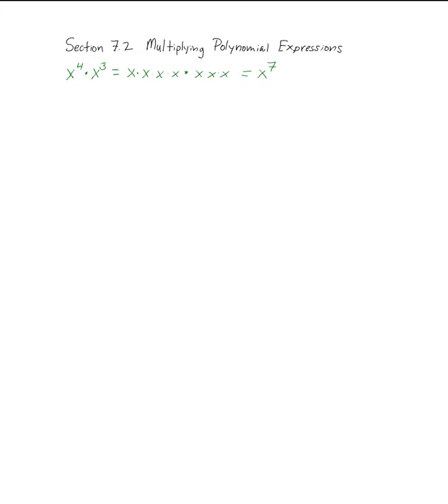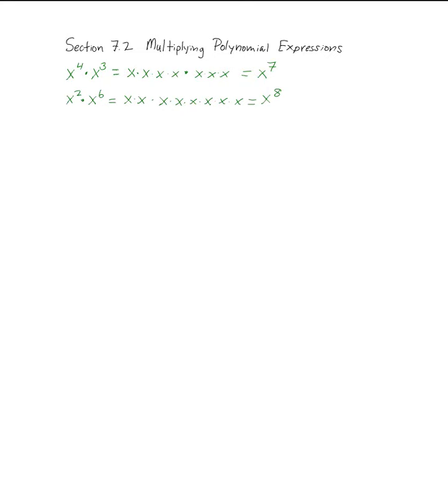All right, one more quick example like that. X squared times x to the 6th means x times x, and then x to the 6th means 6 of them. So what do I have? Altogether I have 8 x's. So I hope you see the rule there.